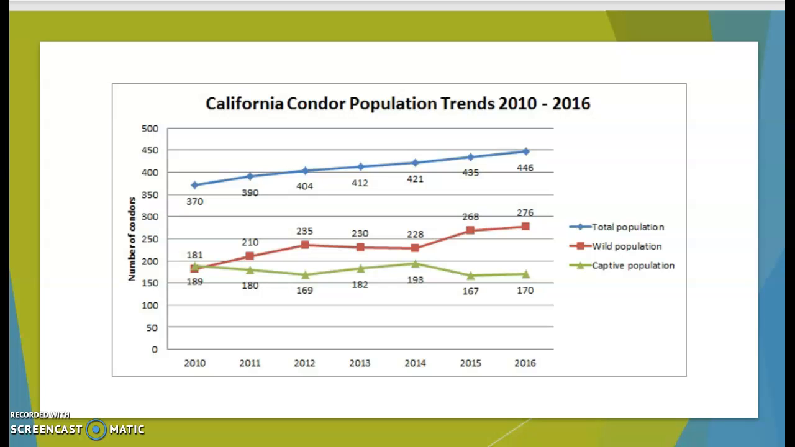A fluctuation in the number of condors for wild and captive does not necessarily correlate with death. As I said before, it seems to be directly proportional, which would tell me that one goes in, another goes out, one goes out, another goes in.